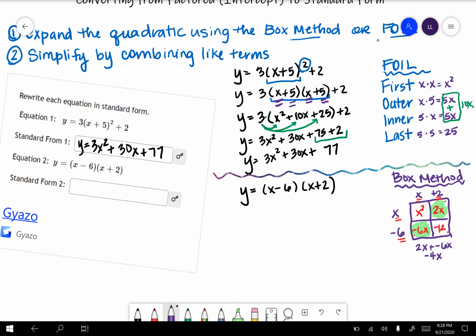Therefore, our expression is going to be y equals x squared minus 4x minus 12. And that's it. We're finished. So you write your answer here. We are now in standard form.